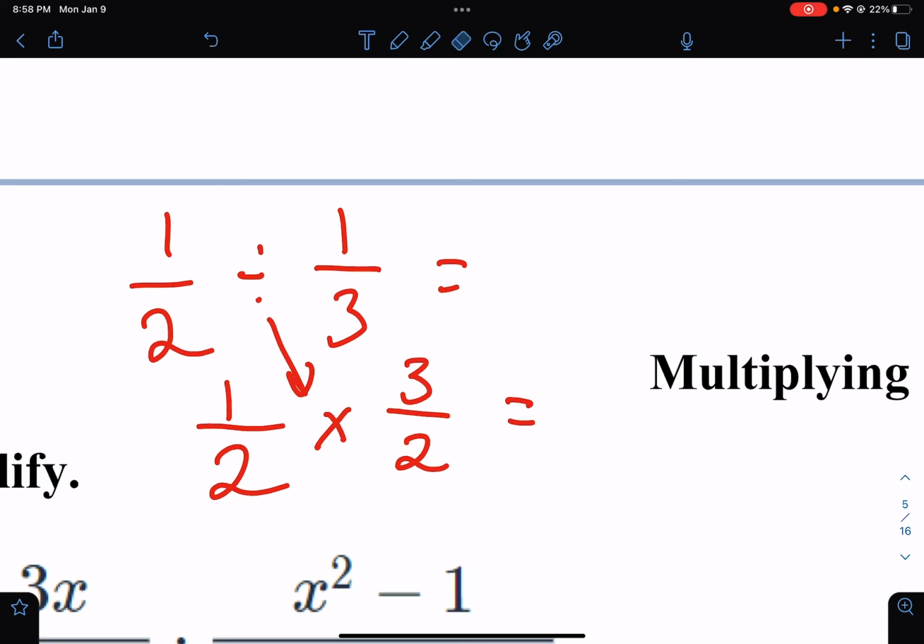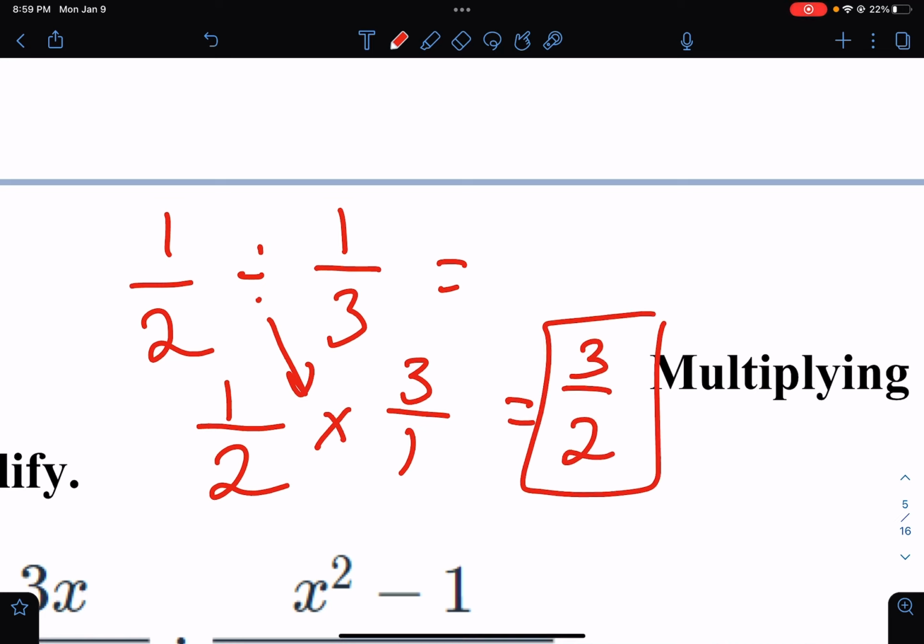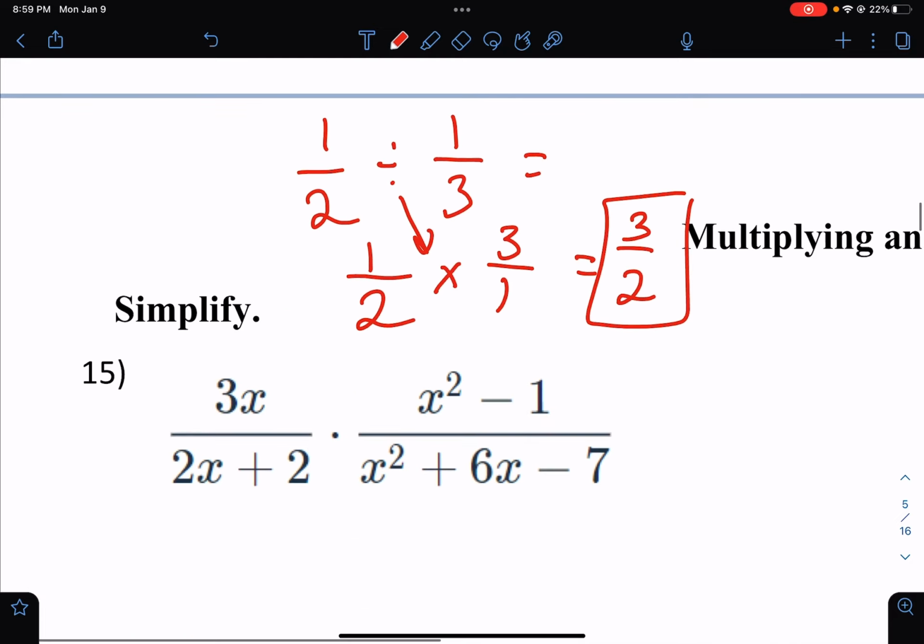So you keep the first fraction, change the division sign to a multiplication, and then flip. Oh, I don't know why I put a 2 there. That isn't right. Sorry. So you flip that second fraction. So then we go ahead and do 1 times 3 is 3, 2 times 1 is 2, and the answer for division would be 3/2. So it's important to keep in mind that for multiplication, you just multiply across, and for division, you flip the second fraction and then multiply.